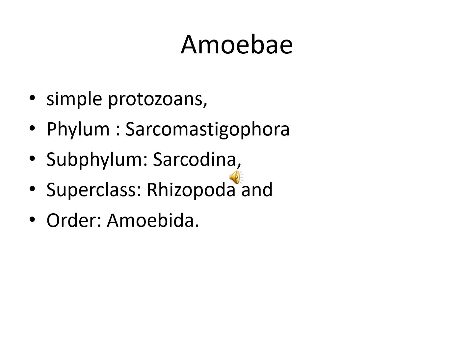So if they ask about the classification of Entamoeba histolytica, you have to write the phylum Sarcomastigophora, subphylum Sarcodina, superclass Rhizopoda, order Amoebida, class Amoebae, genus Entamoeba, species Histolytica. So this will be your classification for Entamoeba histolytica.